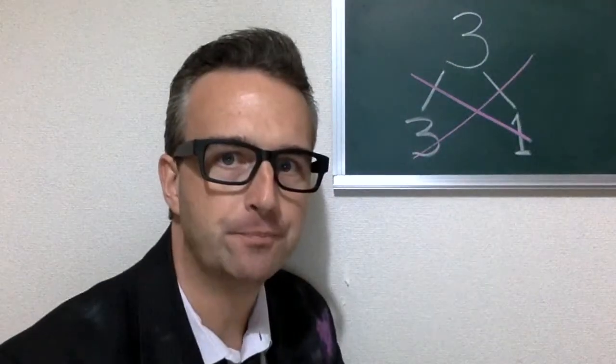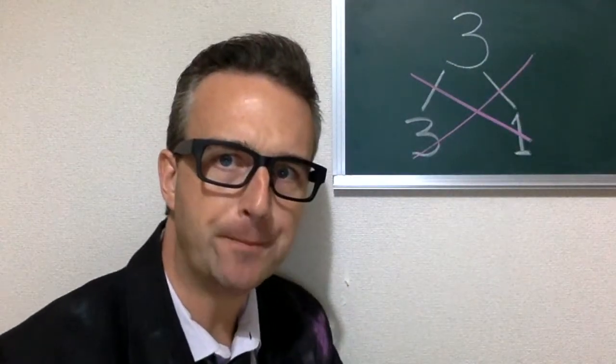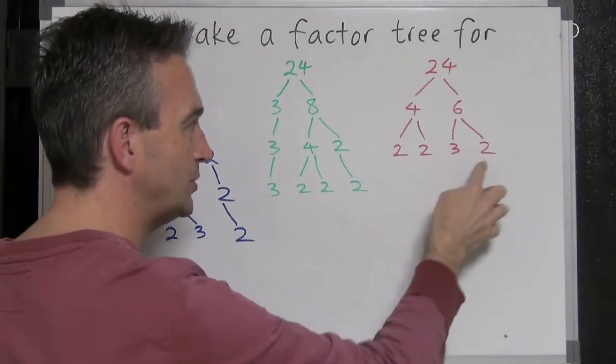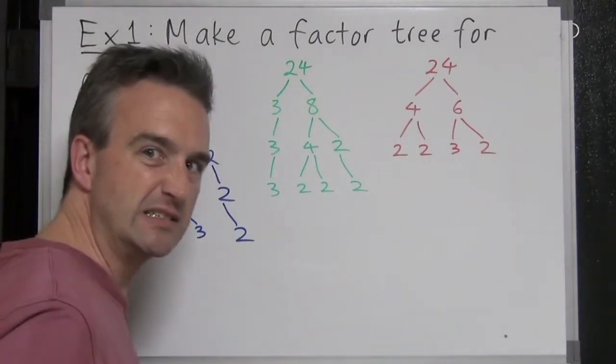And 3 is prime. Which of those numbers on the whiteboard are prime? 3 and 2. And that's it. Let's start a list of all the prime numbers. So 2 and 3 must be the first 2.